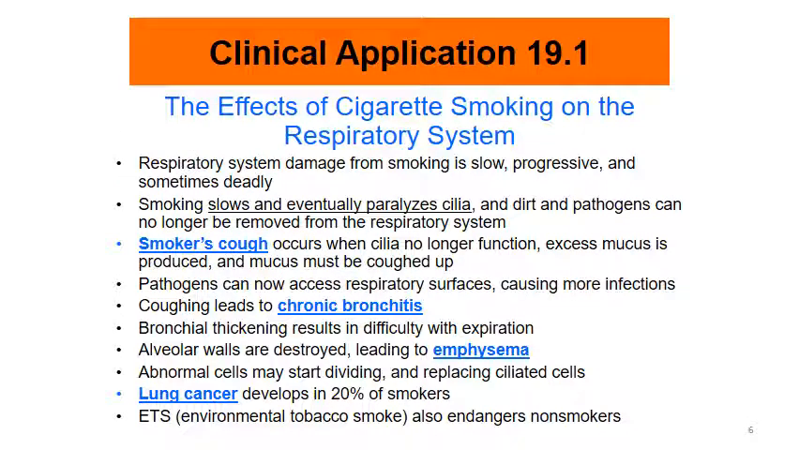The effects of cigarette smoking on the respiratory system. Here I have it underlined. Smoking slows and eventually paralyzes the cilia. And so what happens is then the dirt, the pathogens cannot get removed from your respiratory tract to go to the pharynx. And this is what leads to the smoker's cough. The coughing can lead to chronic bronchitis, meaning that bacterial infections can occur. Let me write this down.